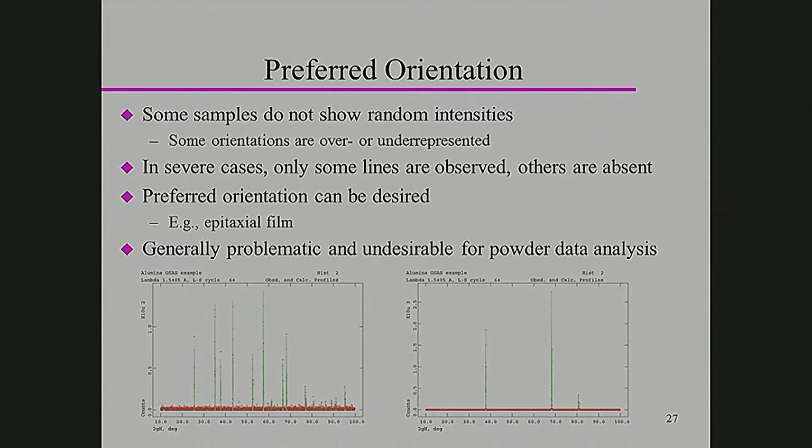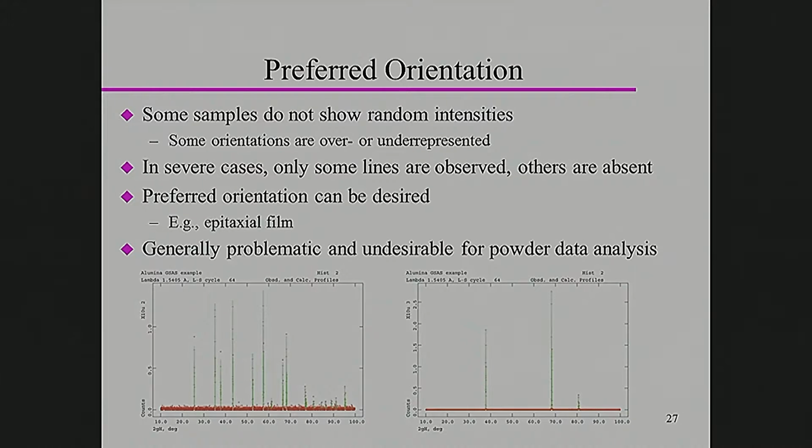I then decided to mess with it and just simulate a pattern where I put in a preferred orientation coefficient. And look what I get for the same structure. Okay, now this is a very extreme case. Most of the time, your data from your real-life powder sample will not look quite as extreme. Okay, but this is what you would see for an epitaxial film. A lot of the lines are simply missing.